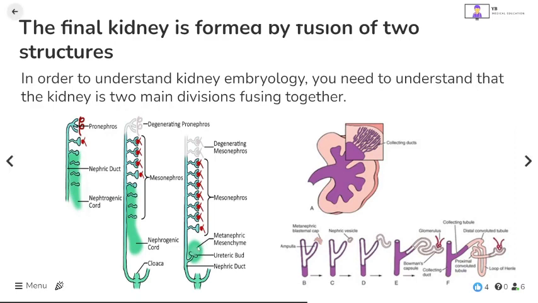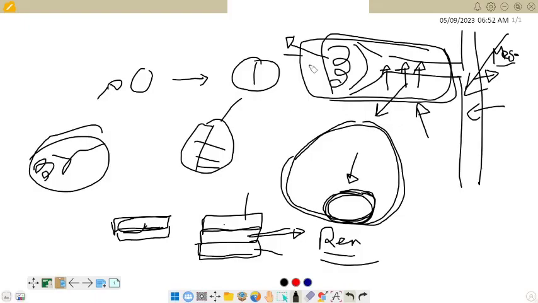So the metanephric mesenchyme basically forms from the nephrogenic cord, okay? And then what happens? Can you see this little diverticulum here? It's called the ureteric bud. And remember, let me draw this again to make this ultra clear to you guys. I know it's kind of hard, and renal embryology is very complicated, so don't worry.